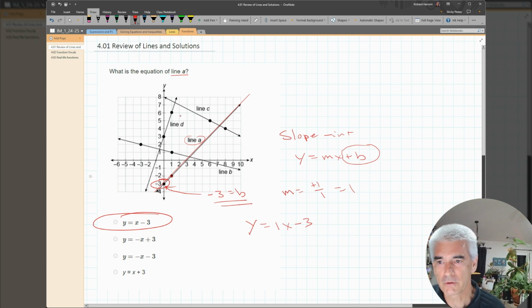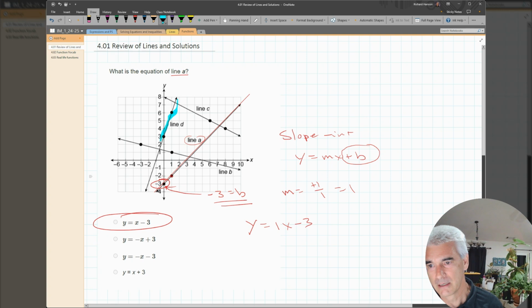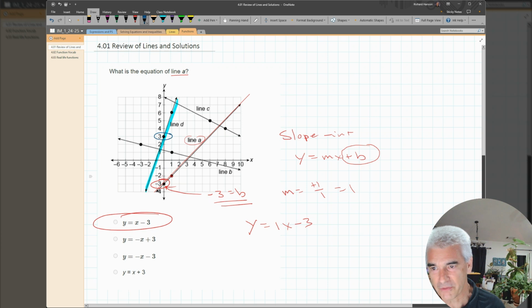And that's that first choice there. If we were looking for line D, for instance, line D is here. So let me go ahead and focus on line D. Again, super straight lines. There we go. Line D has a y-intercept of 3. So for line D, B equals 3. For the slope, from here to this point, it looks like go up 1, 2, 3 over 1. So it looks like the slope is up 3 to the right 1.